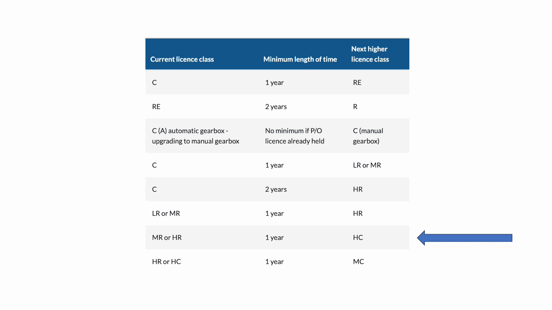If you take a look at the table in this slide, and I'm specifically referring to the row second from the bottom, you can see that if an applicant has a current license class MR or HR, they need to hold that license for a minimum length of time of 1 year to be able to go for a heavy combination license.